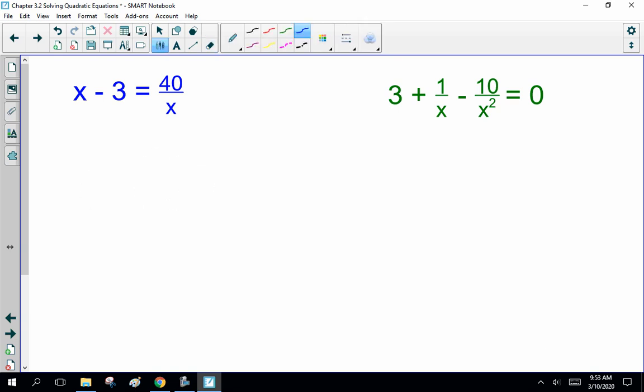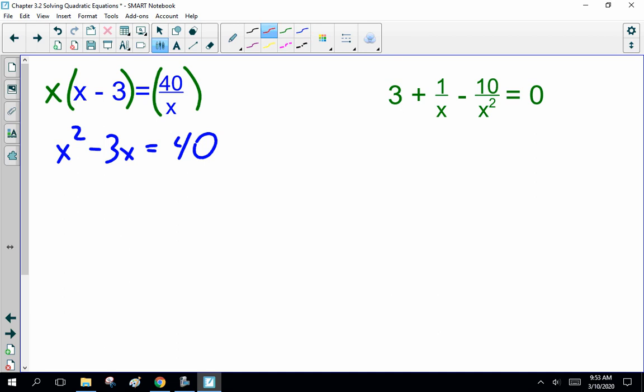Well, first things first, this is not a quadratic and it doesn't equal 0. And we cannot have a polynomial divided by x. So how do we get rid of divide by x? Multiply both sides by x. If we do that, observe this is x squared minus 3x equals 40. Now, does that look like a standard quadratic? No, but what do we do? Add 40 to both sides. x squared minus 3x minus 40 is 0, and that we can factor and solve.